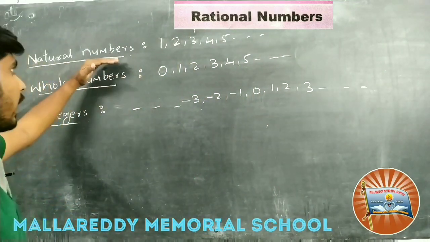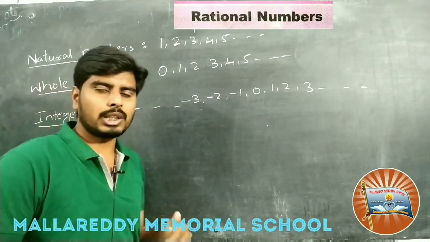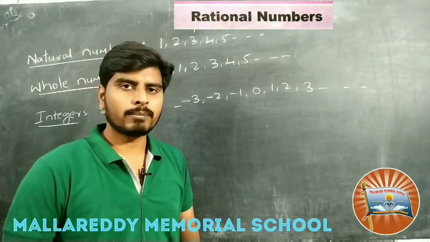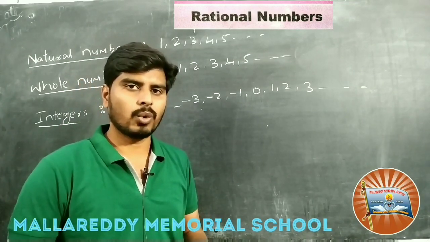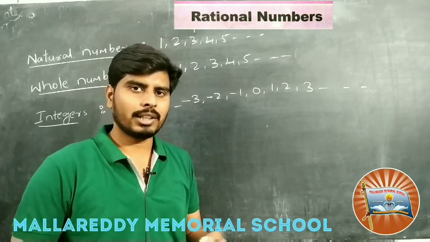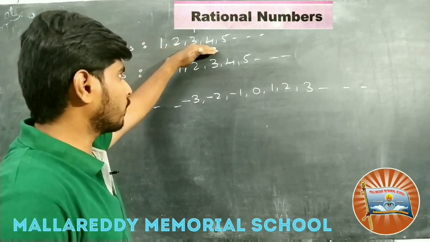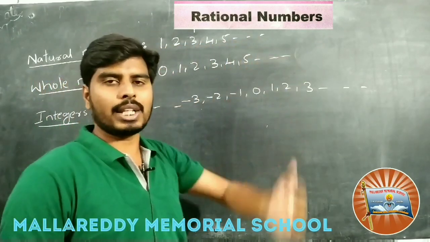Let us start with natural numbers. Natural numbers are also called counting numbers. Generally, how do we count the numbers? Like 1, 2, 3, 4, 5, 6, 7, 8, and so on, isn't it? Right. So 1, 2, 3, 4, 5, and so on are the natural numbers.